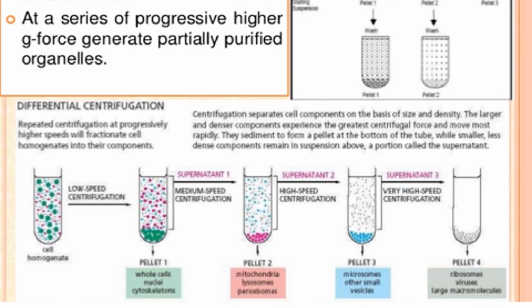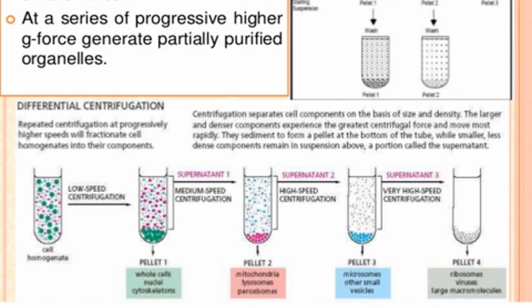The supernatant will contain other molecules. Then we spin at 80,000 g for half an hour, and in the pellet we will get mitochondria, lysosomes, and peroxisomes. Then at a higher speed for 1 hour, we get in the pellet microsomes and other small vesicles, and the supernatant. Then we spin again and we will get ribosomes, viruses, and large molecules.